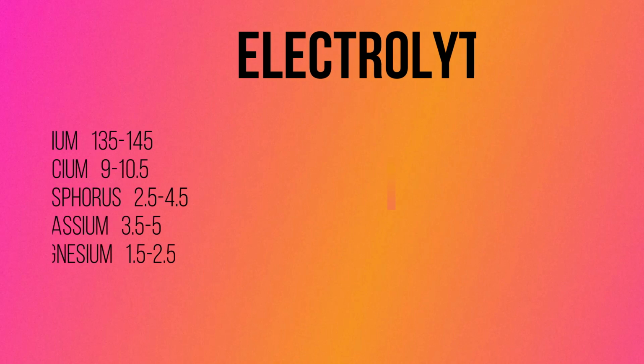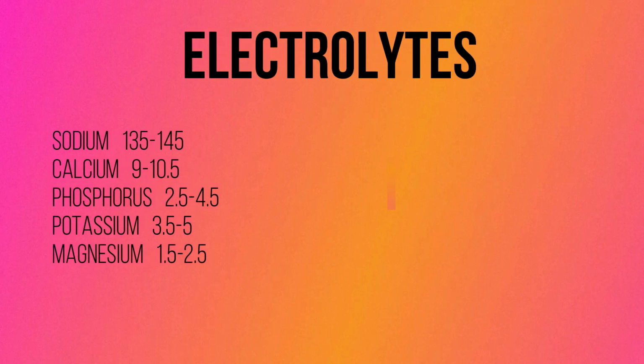So next we go on to electrolytes. Electrolytes are very important, and if they're a little bit off, that could cause really detrimental stuff in the body. Like potassium affects the heart, so if that's a little bit off, that could cause arrhythmias and stuff like that. So I would know these exact values.